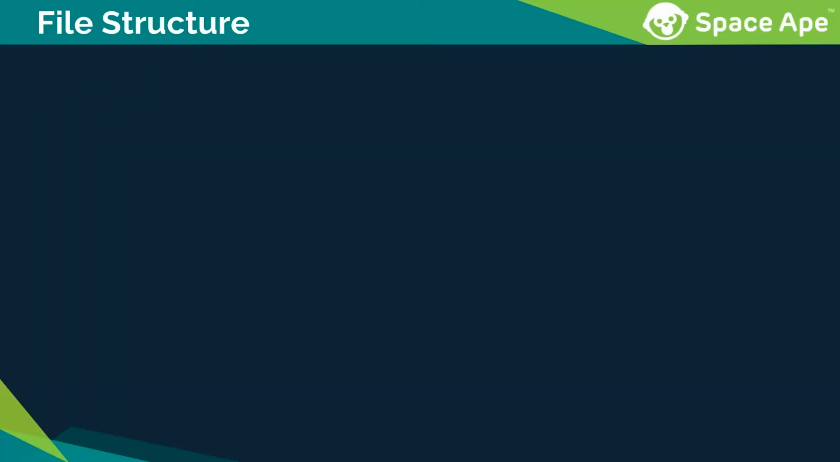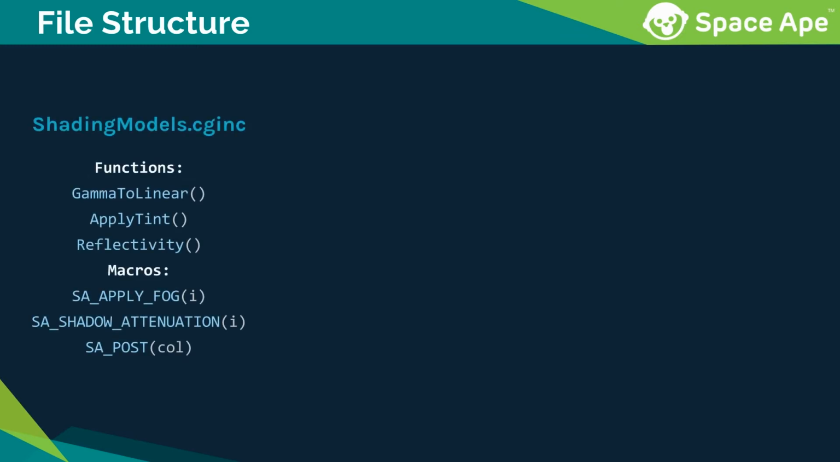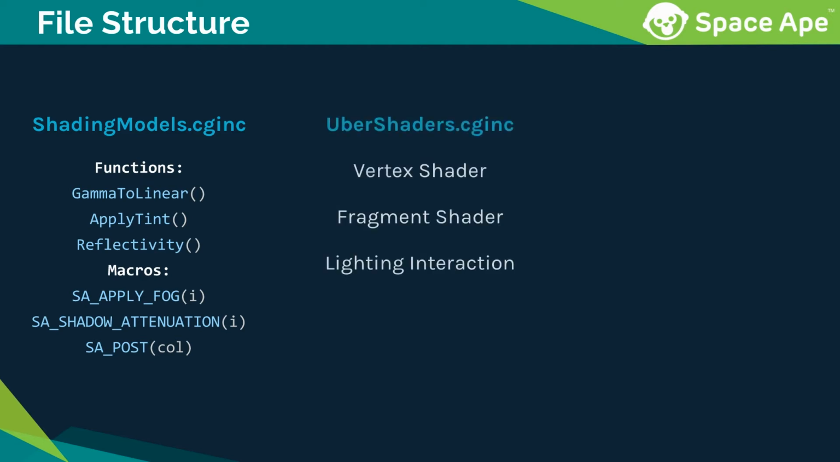All right, so let's go through the shader structure. Shading models, CGInk, is a file that you import into your shader. And a CGInk just contains some code and functions that you can use. In this case, all of our calculations are done in there. So stuff like reflections or specular is done in that file. And we also have a few macros that do global effects. You can see we have fog, shadows, and post-processing. And then in the Uber shader CGInk, we get all these functions that we had before. So all the work is done there. And then we just combine them into a vertex and a fragment shader.